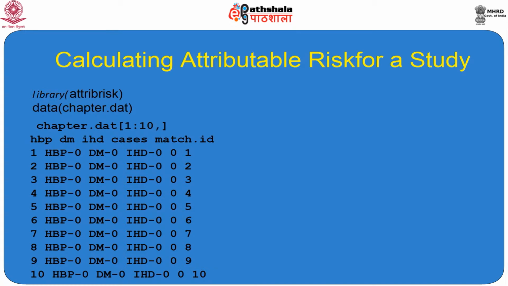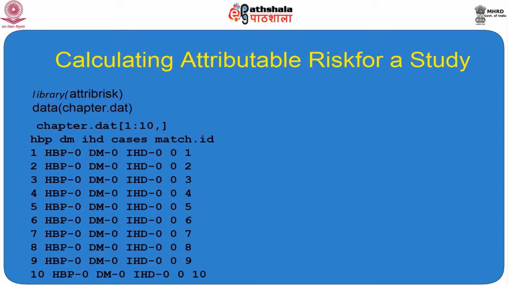This data set chapter.dat has more than 1500 observations. To see the initial few observations, we put chapter.dat, within brackets 1 to 10 and a comma, so that it shows us the first 10 observations in the data set. It shows the variable HBP, that is coded as 1 or 0. If high blood pressure is present, then it is coded as 1. If high blood pressure is absent, then it is coded as 0.